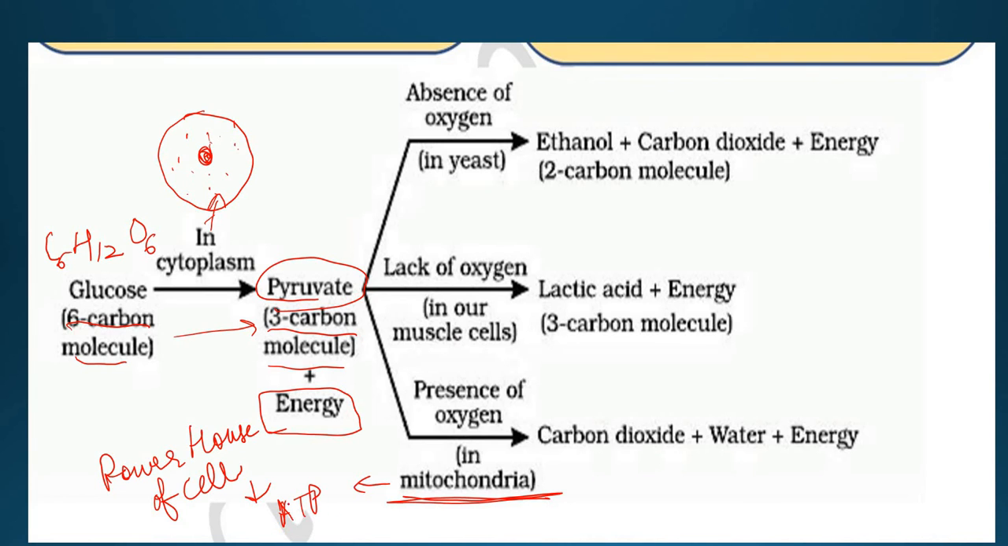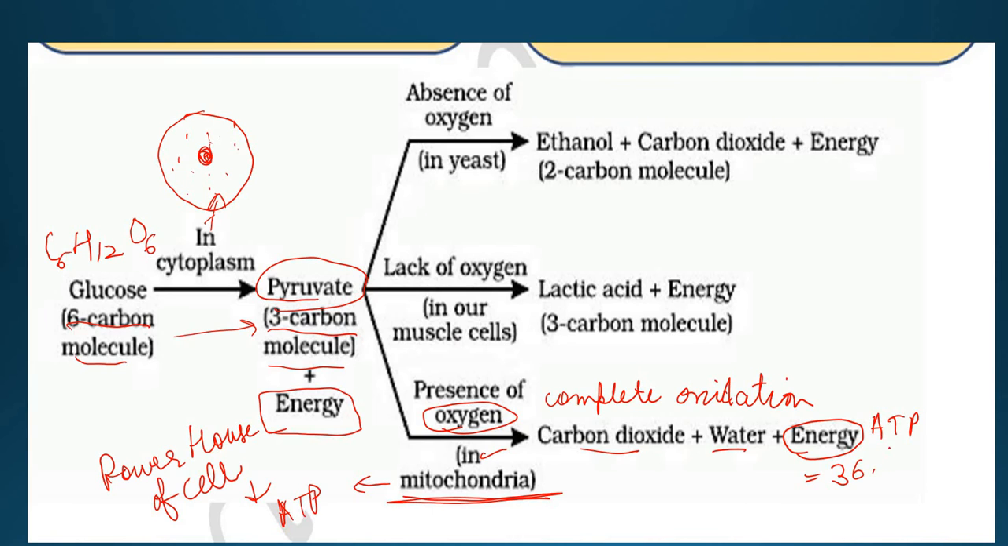Now, in mitochondria and in presence of oxygen, there will be complete oxidation. Here it is, complete oxidation. And in case of complete oxidation, there is formation of carbon dioxide, water, and energy, energy in the form of ATP. And how much energy is released? 36 molecules of ATP.